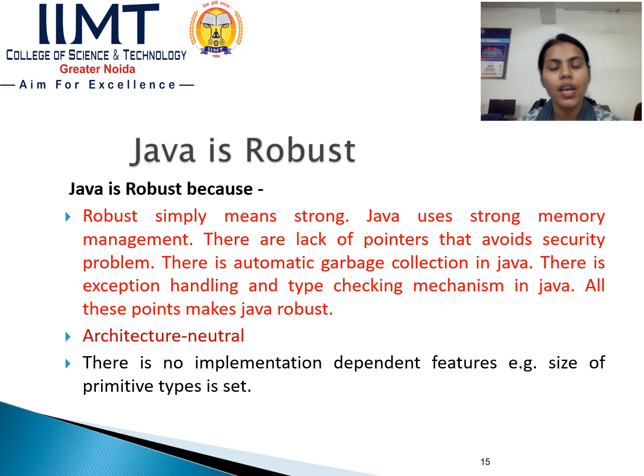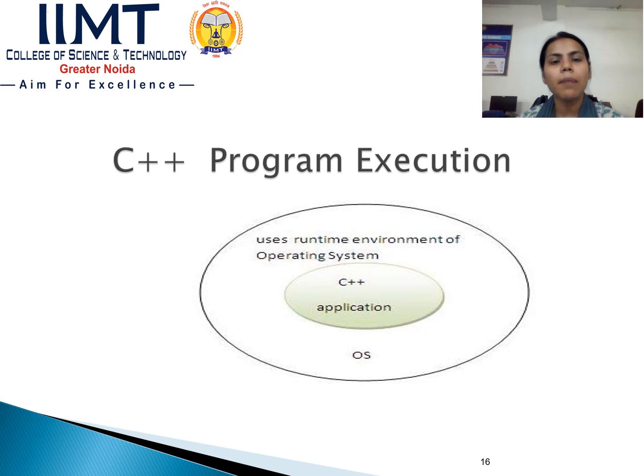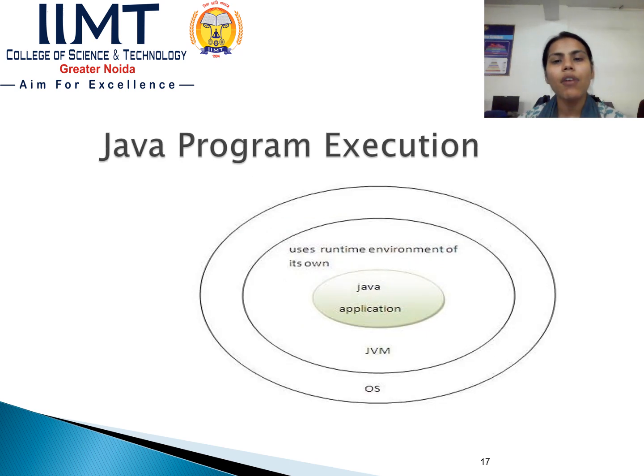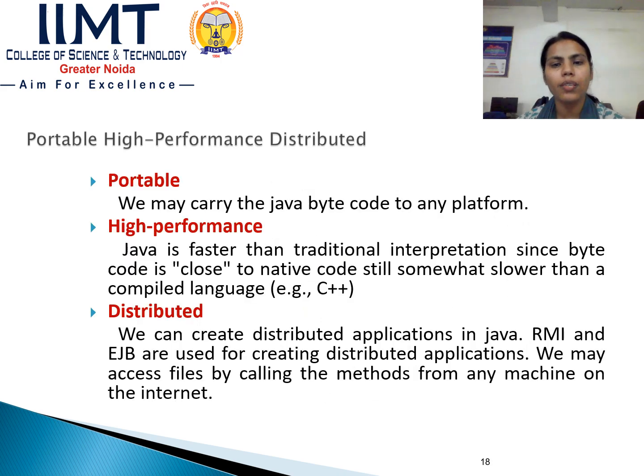Architecture neutral. There are no implementation-dependent features, for example the size of primitive types is fixed. C++ program execution uses the runtime environment of the operating system: C++ application and OS. Java program execution uses a runtime environment of its own: Java application, JVM, OS.